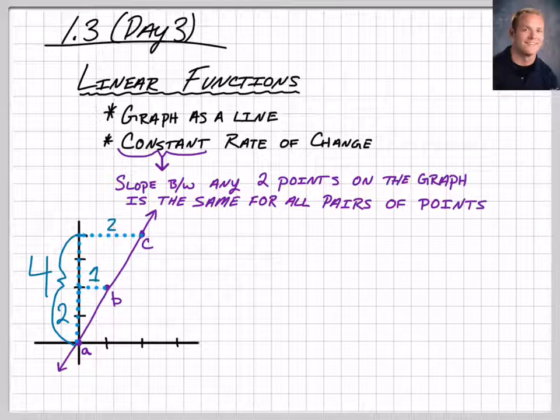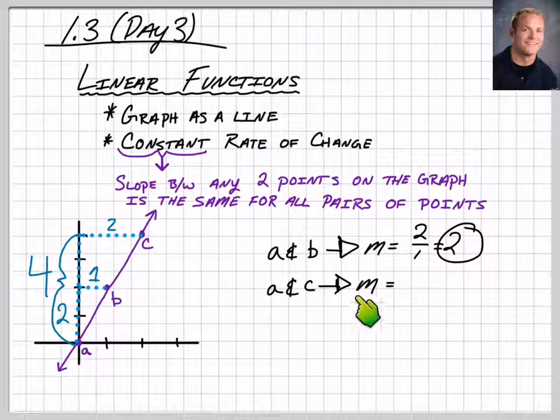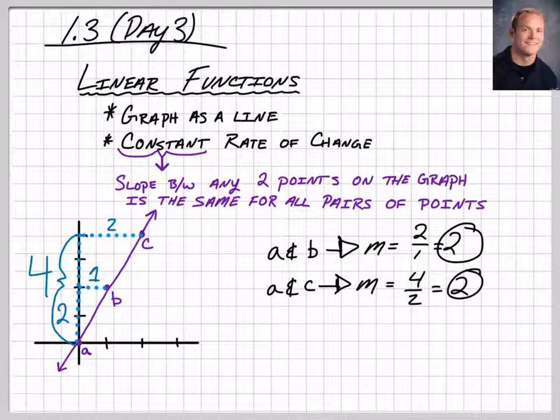So even if you pick A and B, the slope between A and B, well, it's up 2 over 1, right? So 2 over 1 is just 2. Or if you were to pick A to C. So if you pick A and C, what would the slope be? Well, in this case, it'd be up 4 over 2, the rise over the run. But even if we do that, 4 over 2, that just simplifies to 2. So that kind of proves our point here. If it's a line, you can pick any 2 pair of points, the slope's going to be the same.